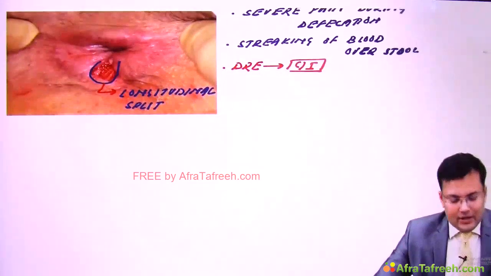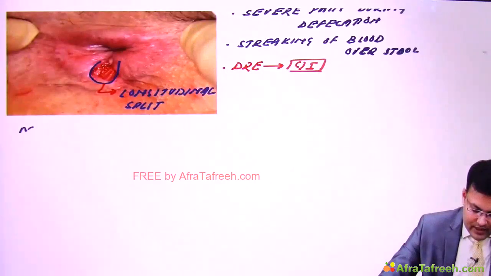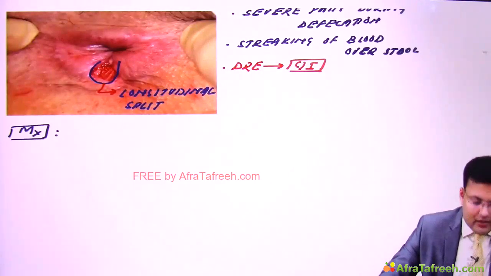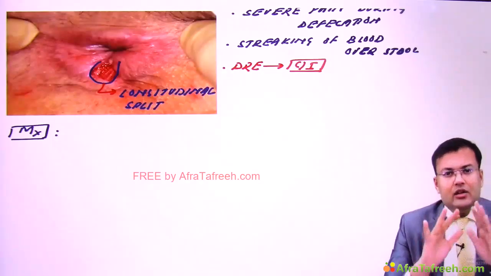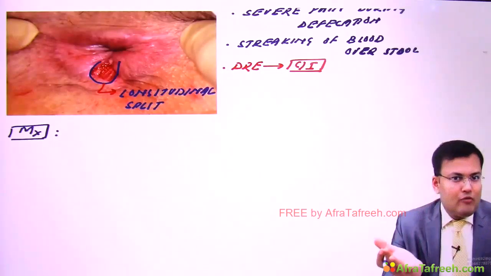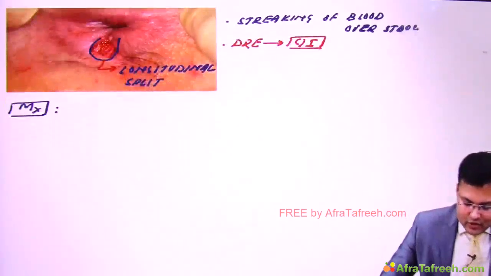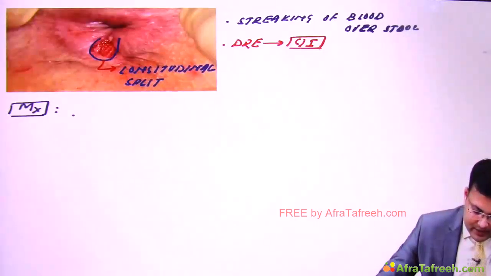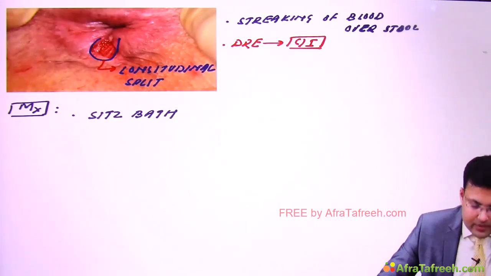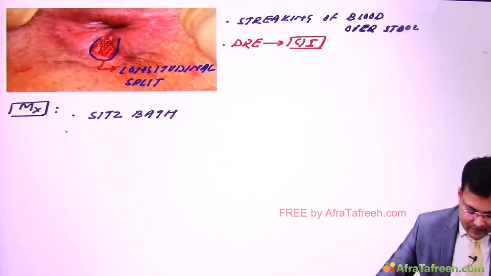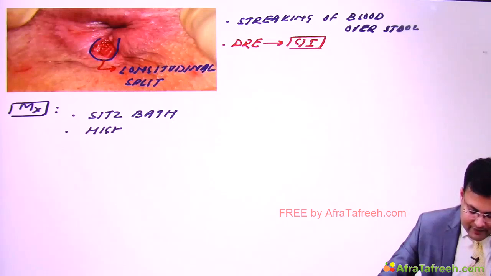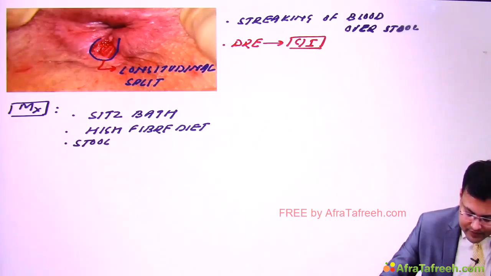Now how are we going to manage? First, relaxation techniques. Clear? We tell the patient to sit in a pan containing lukewarm water, that's known as sitz bath. So what are the general treatment options? We advise a sitz bath with 1% potassium permanganate. We advise a high fiber diet, and we give stool softeners. Means we are treating the constipation.